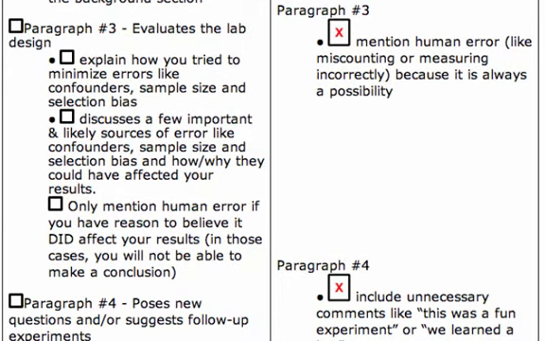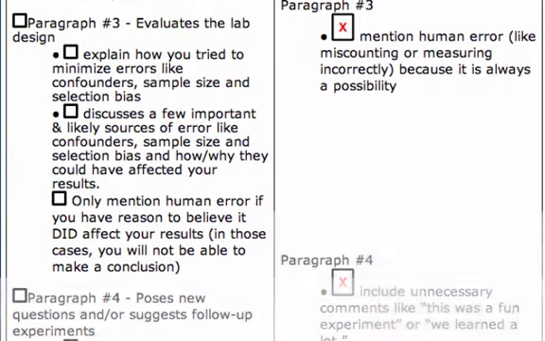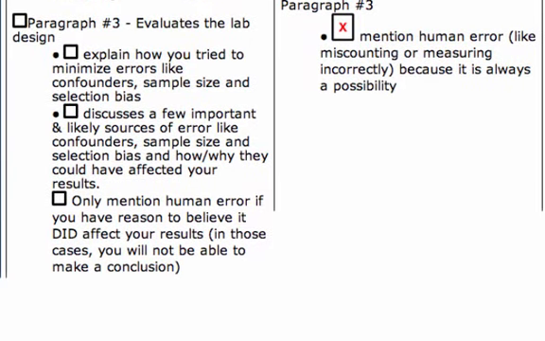Paragraph 3, you're judging the experimental design. You're identifying how you minimized errors. So what did you do to get rid of sample size error, selection bias, or confounders? And then what errors still remain? What errors were still in your experiment? No experiment is going to be perfect.